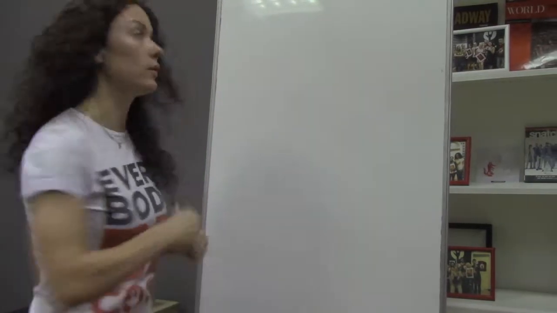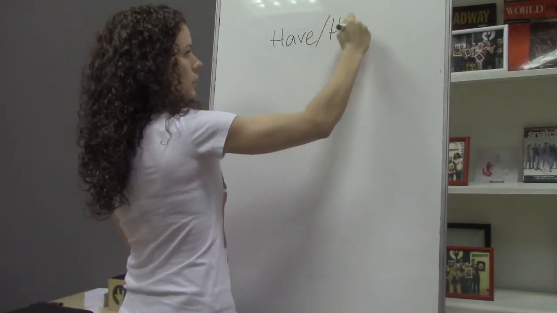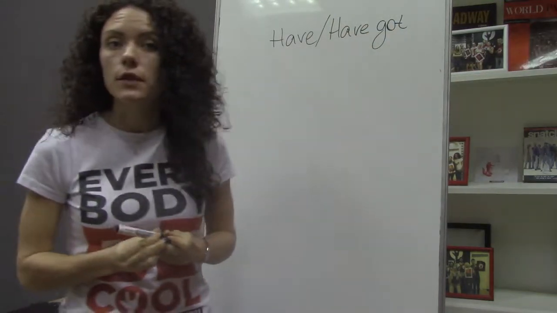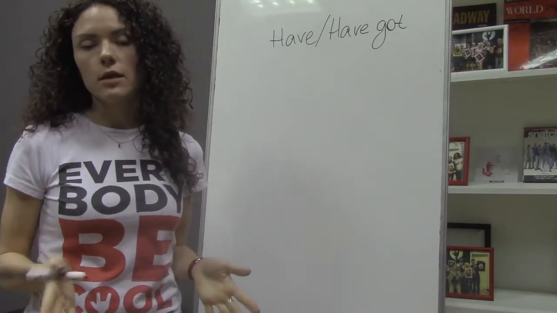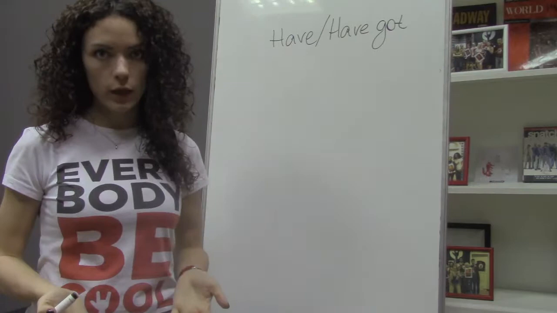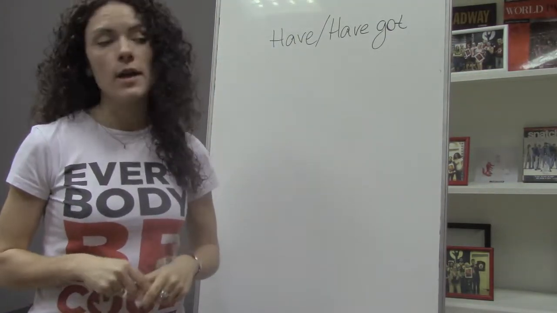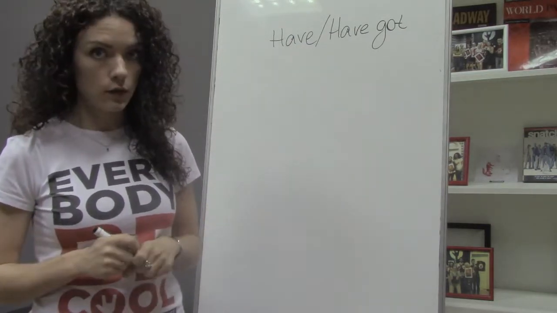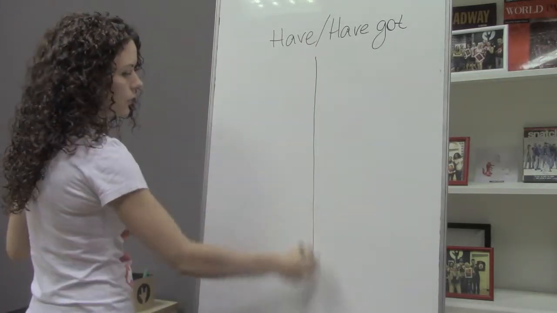Today we're going to talk about have and have got, Unit 12. So what's the difference between these two verbs? The major difference is that we use have got in British English and we use have in American English. But there are some really important differences in the use of these two verbs. So let's take a look at the first use.